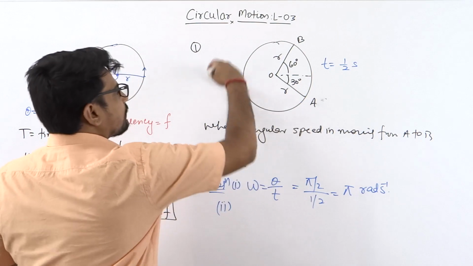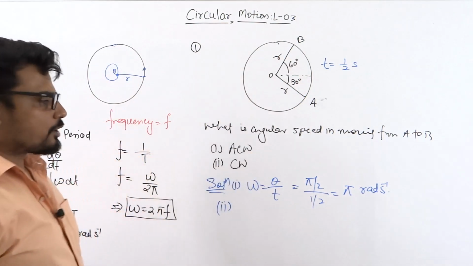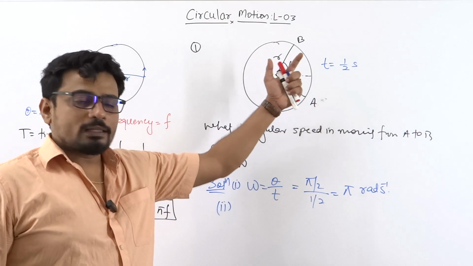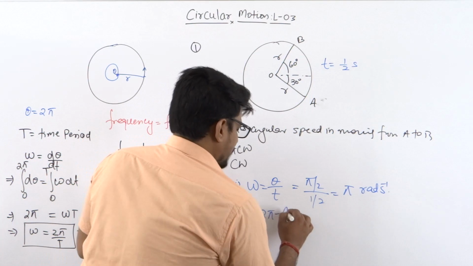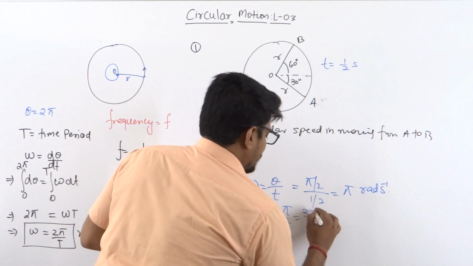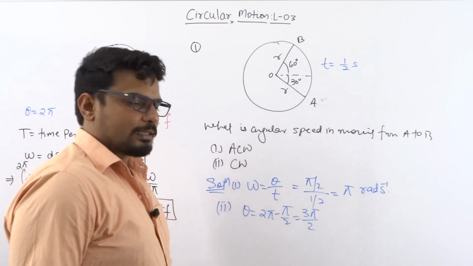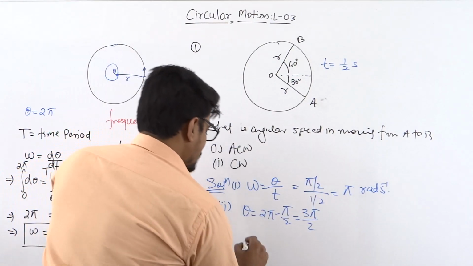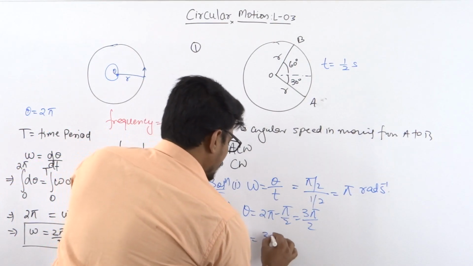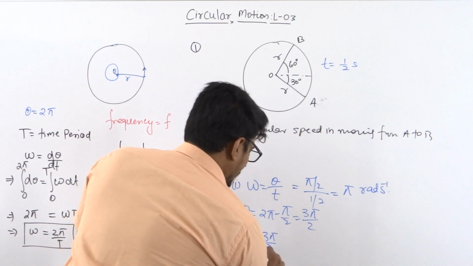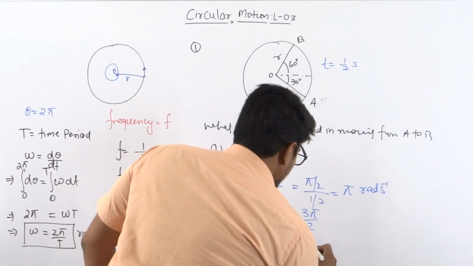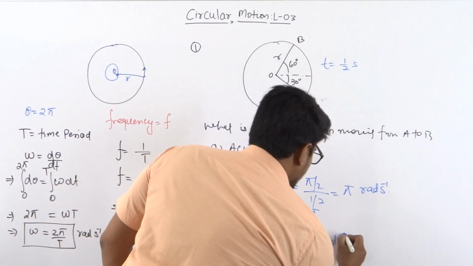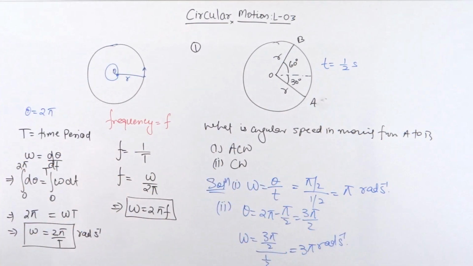Now when it is moving clockwise, it's going to make how much? Pi by 2 is when it is moving anti-clockwise, so 2 pi minus pi upon 2. So theta, my dear kid, that should be 2 pi minus pi upon 2, which is going to be 3 pi upon 2. That is the theta. And of course, we know the time, which is half a second. So the omega should be 3 pi upon 2 divided by 1 upon 2. The 2 would get cancelled. That means 3 pi radian per second is the angular velocity or angular speed when it is moving in the clockwise direction.